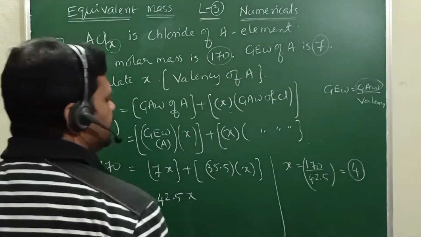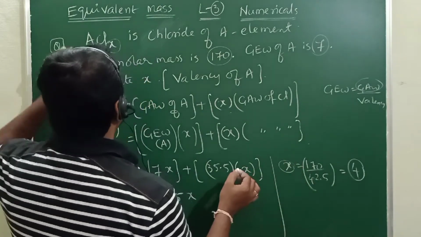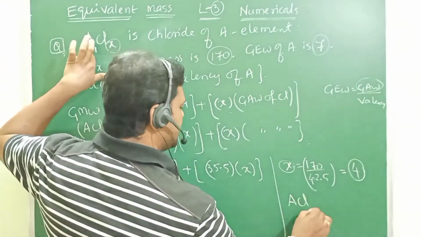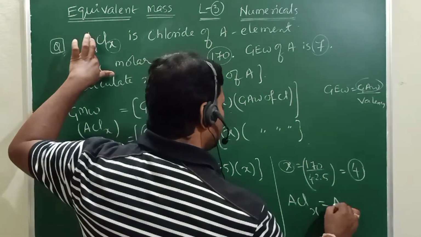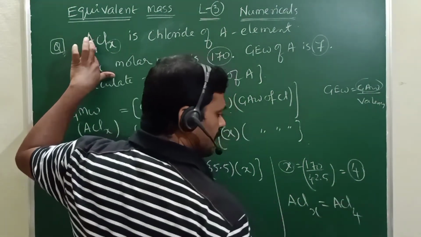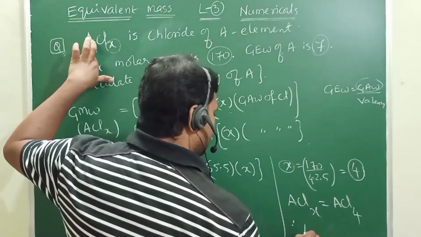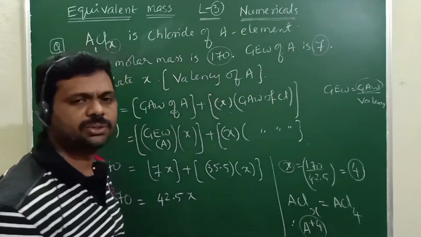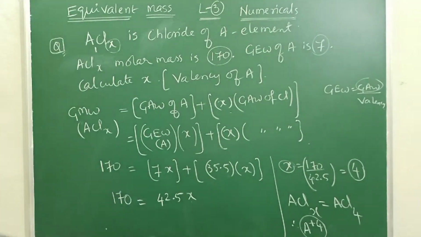Means that the valency of the A is 4. Means AClX is equal to ACl4, or that is nothing but the oxidation number of the A is plus 4. So this is the answer.